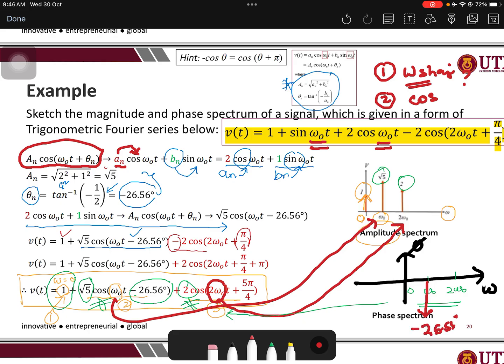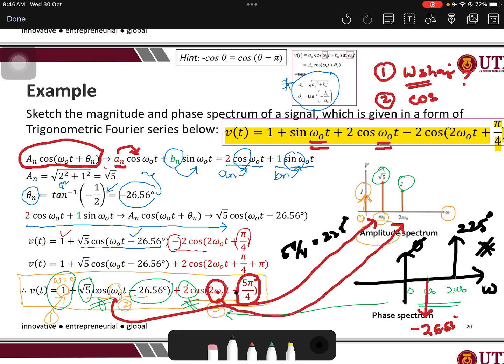26.56 angle. Okay, you have to put the label. Alright, so what about the third component, the third angular frequency of 2 omega naught? The 2 omega naught is 5 pi over 4. So 5 pi over 4 is equal to 5 angle. Since it is positive, so upwards to 5 degree.